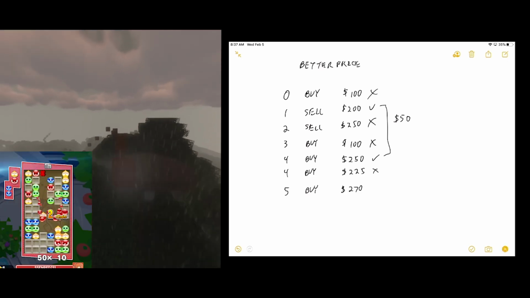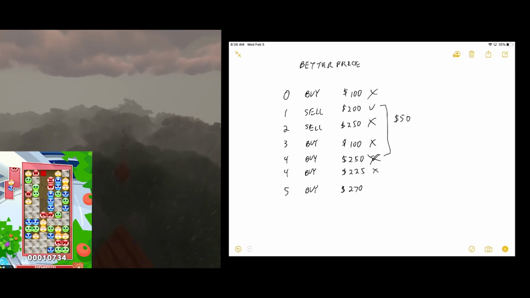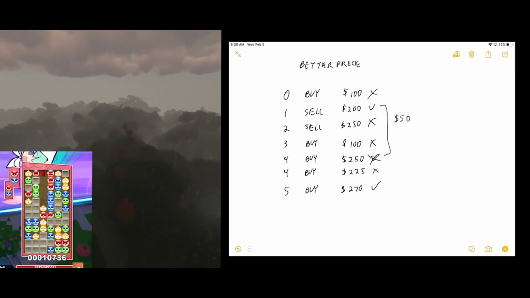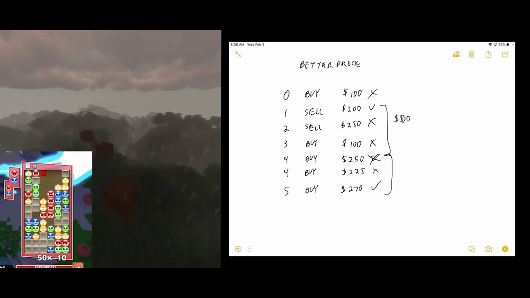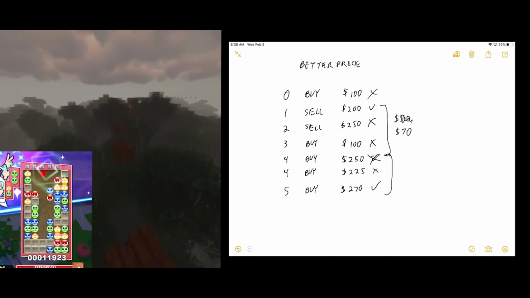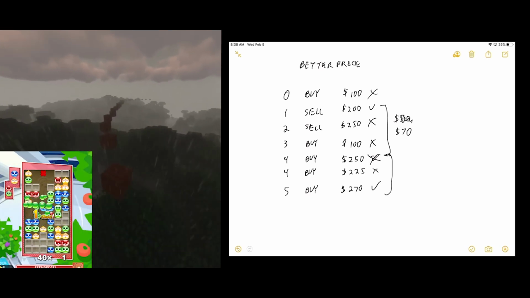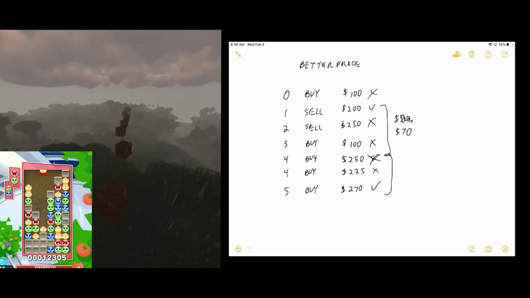$270. Now wait a minute, that's a better profit. I forget this one, not that one. I remember this one, and now I've got a profit of $70. I don't need to record the profit. I can always calculate it from the buy price and the sell price. Okay, then time 5, time 6.